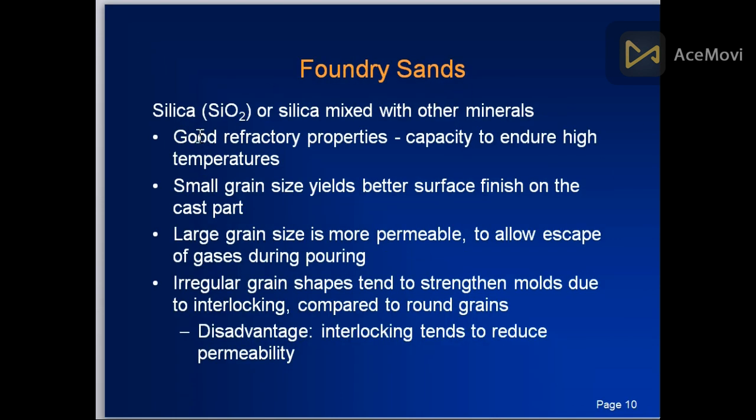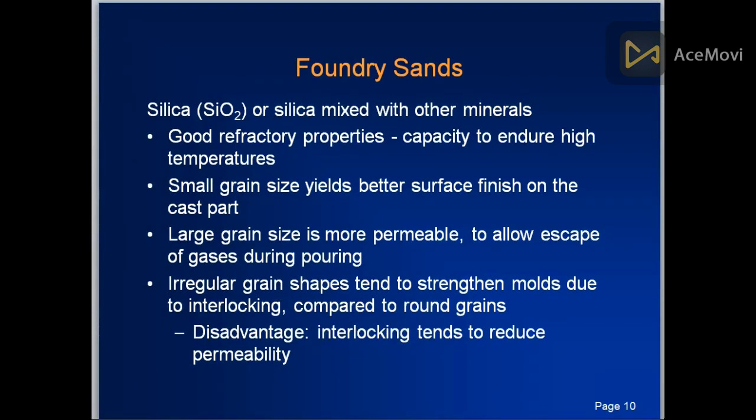Foundry sands. The sand we use in the foundry is silica, SiO2, or silica mixed with other minerals. It must have good refractory properties, the capacity to endure high temperatures, and small grain size to make the finishing better. Also, large grain size is sometimes more permeable, allowing escape of gases during pouring. Irregular grain shape tends to strengthen the mold by interlocking compared to round grains. Disadvantages include that interlocking tends to reduce permeability.